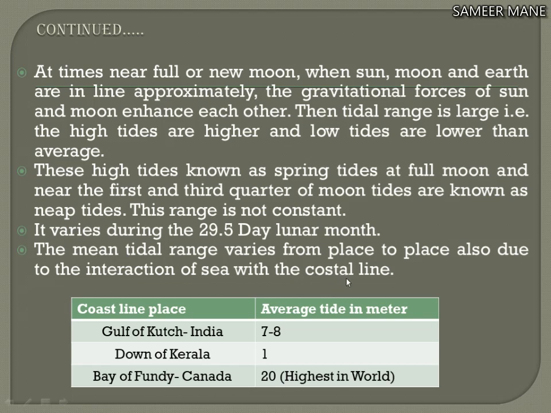The mean tidal range varies from place to place also due to the interaction of the sea with the local coastal line. Let's see the coastal line places with average tide in meters. In the Gulf of Kutch in India, the average height is 7 to 8 meters. In Kerala, it is just about 1 meter average height. Then in the Bay of Fundy, in Canada, there is 20 meters of average tide height, which is the highest in the world.